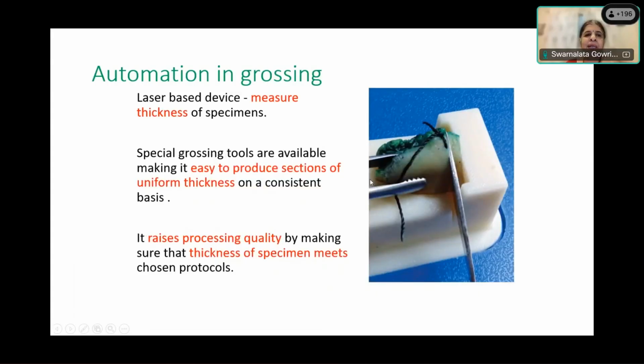You can have laser-based devices to measure the exact thickness, or I have seen, especially in ocular pathology, people using vernier calipers to get accurate measurements. There are also tools with which you can get very parallel, uniform sections cut, and you could use some of these.